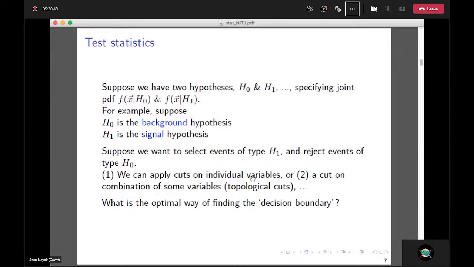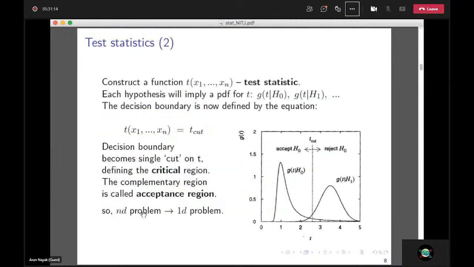apply cuts on individual variables. So when we are doing selections of two types of events, we apply some cuts on individual variables, or we can apply some cuts on a combination of variables, say like topological cuts. So how can we find an optimal way to set this decision boundary? The way is to construct a function t, which is a function of the data that we observe, which we call the test statistic.